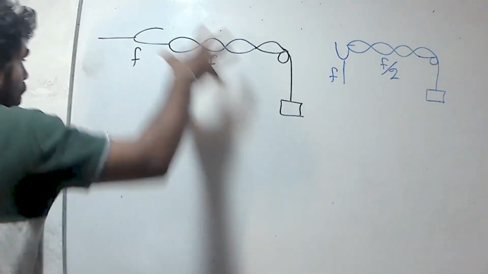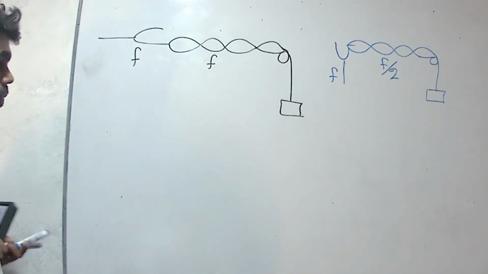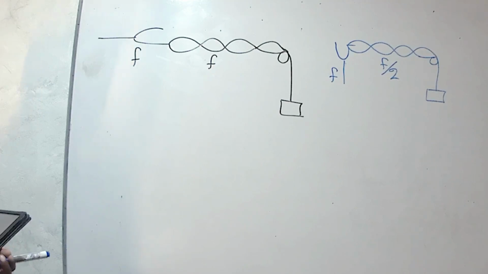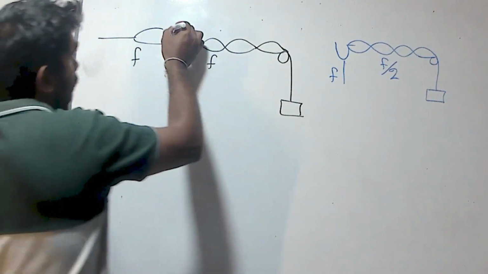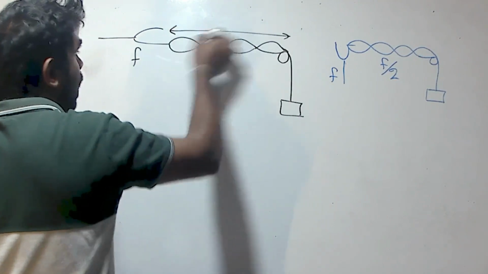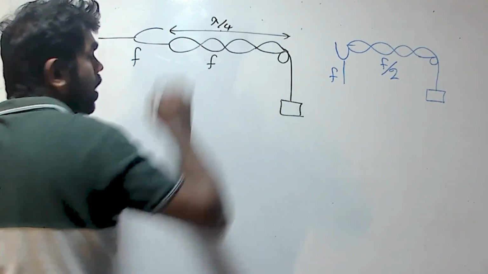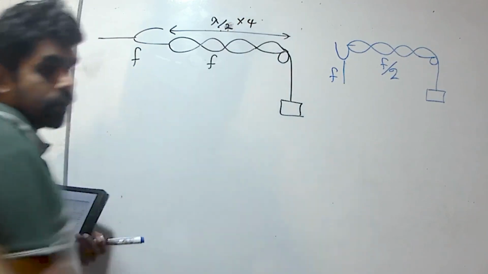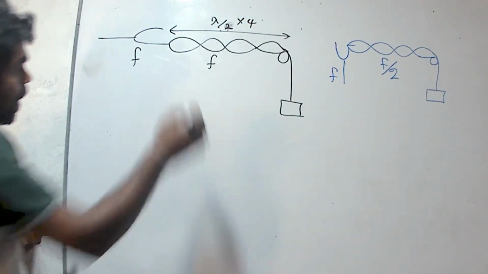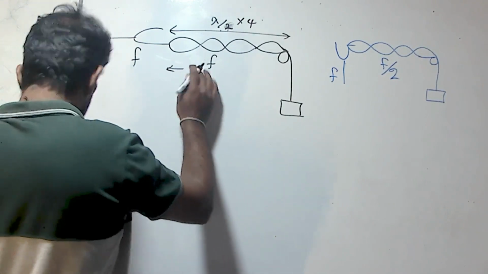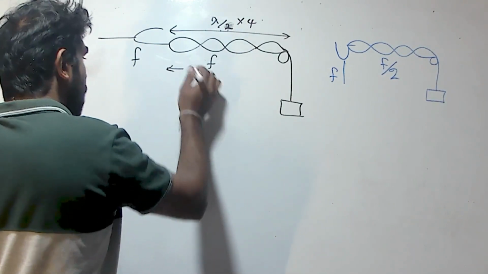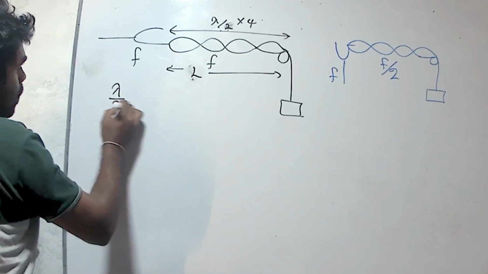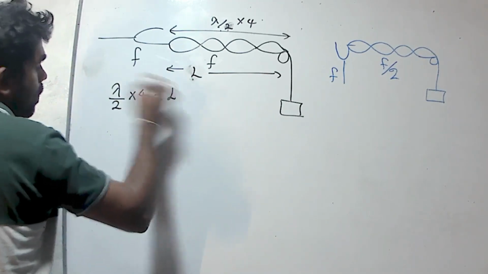Now they have given this situation. We have to get the frequency of the tuning fork. There are 4 loops of the wire. It means lambda over 2 times 4 should be equal to the length of the wire. It is given as capital L. So we can write lambda over 2 times 4 equals capital L.